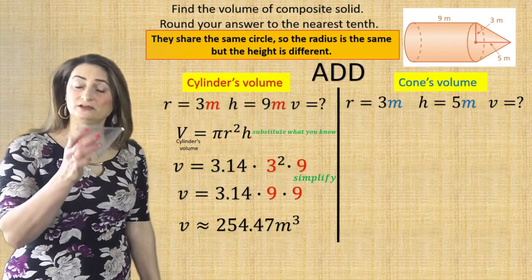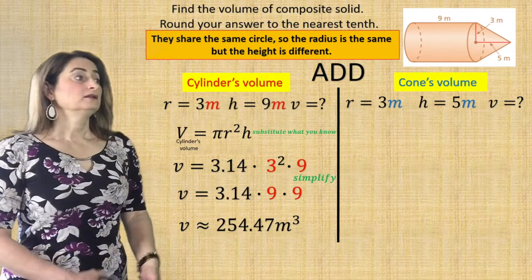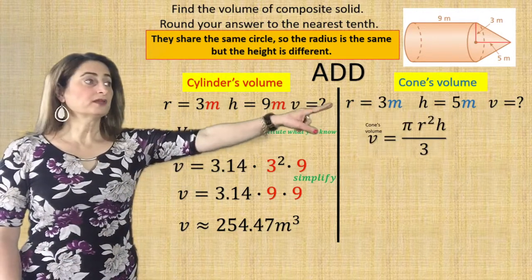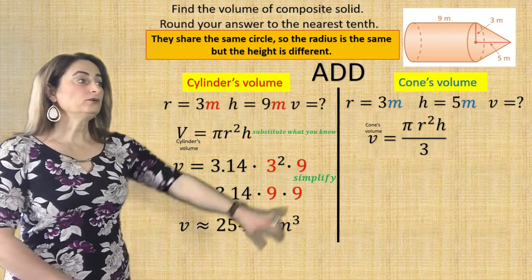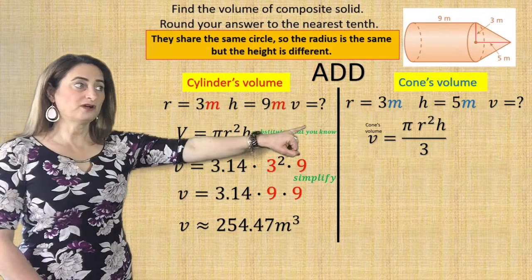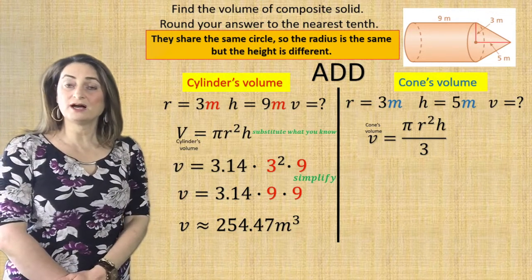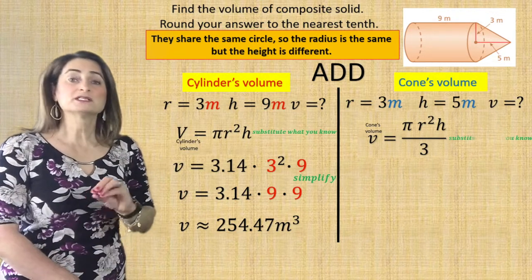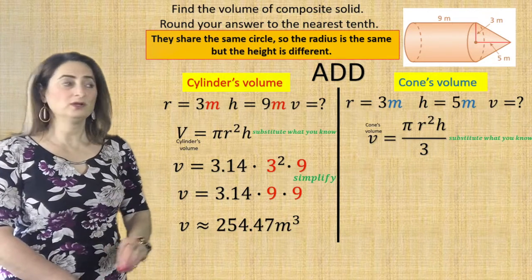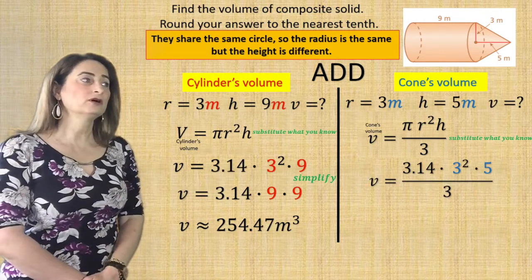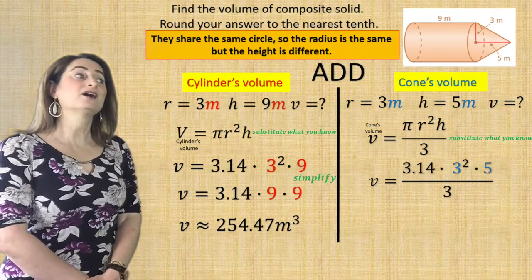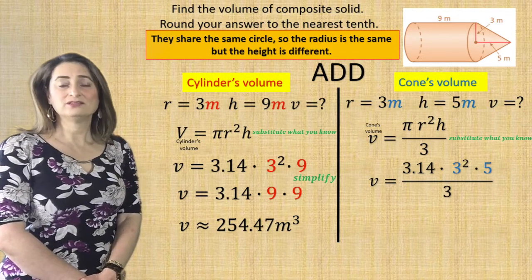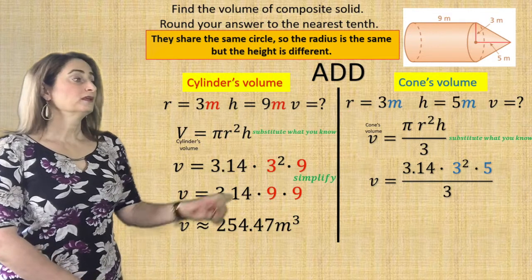Now I need to find the cone volume using the radius 3, height 5, and the volume is what I'm trying to find. Write the equation for the cone's volume, which is pi r squared times the height, but then divided by 3. Substitute the numbers you know. I know pi is 3.14. I know the radius is 3, but I need to square it. And I know the height of the cone is 5. Then all divided by 3.